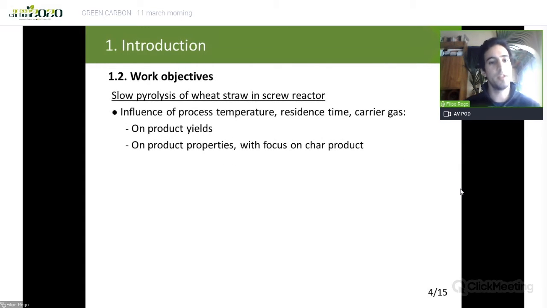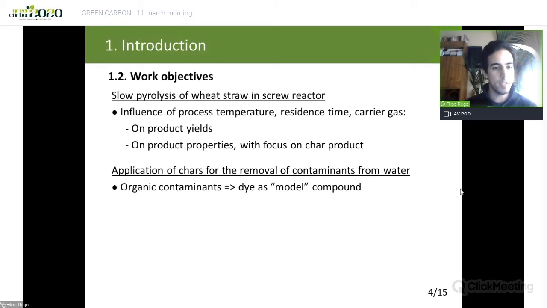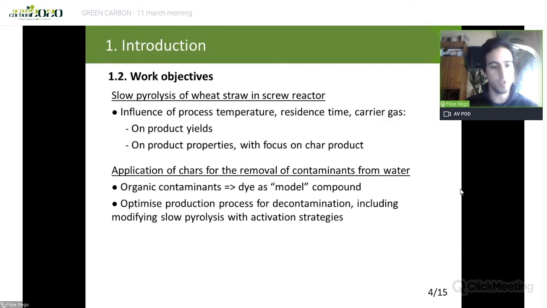In terms of my work, the main thing is doing slow pyrolysis of wheat straw in a continuous screw reactor, lab scale, studying how the temperature, the residence time of the solids, and the use of carrier gas affect the product yields and the properties, focusing on the char products. Then applying the chars to remove organic contaminants from water, and I chose a dye as a model compound, which is usually used in research. And then trying to optimize the process for this decontamination, including modifying the process to incorporate activation strategies in one step.